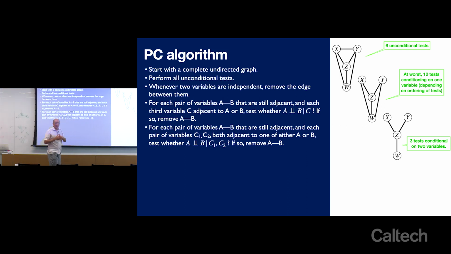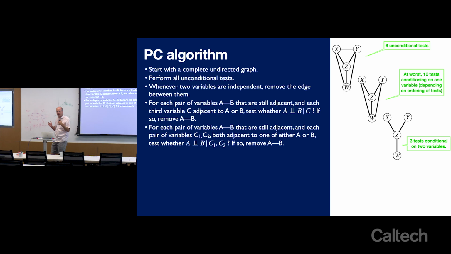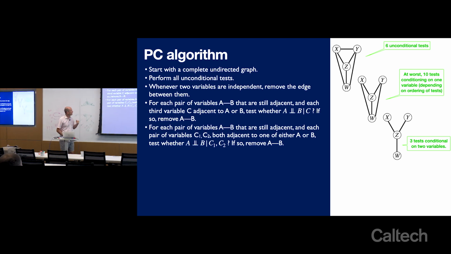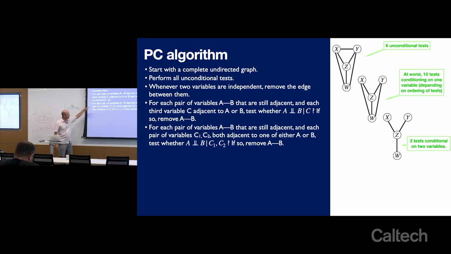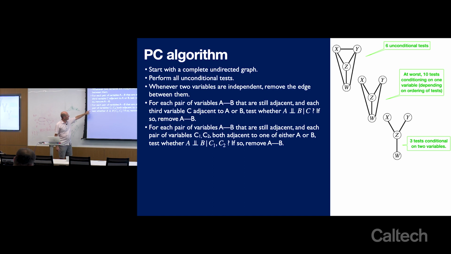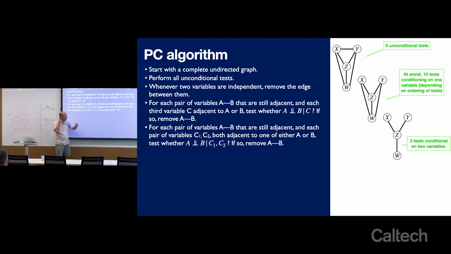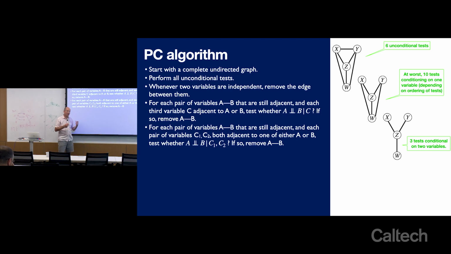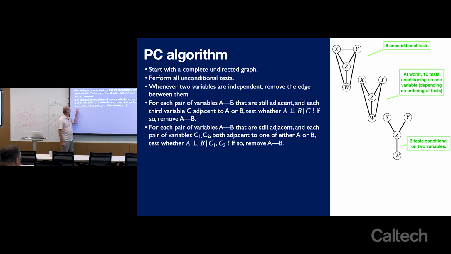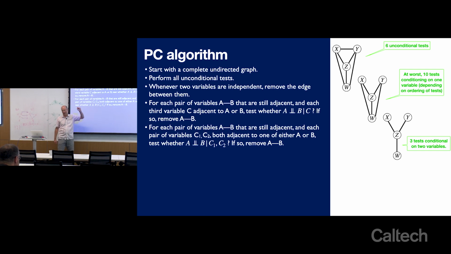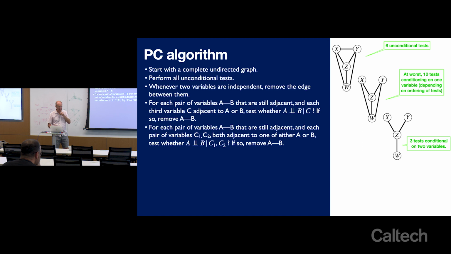Now, we're done with the conditioning set size 1. We increase the conditioning set size again. For each pair of variables still adjacent in the graph, and for each pair of variables C1 and C2, both adjacent to one of either A or B, again, we're just trying to find parent sets, test whether A and B are independent given C1 and C2. If so, remove the AB adjacency.